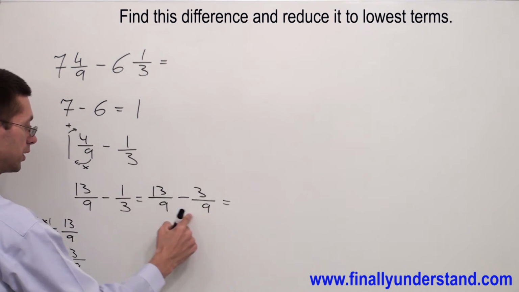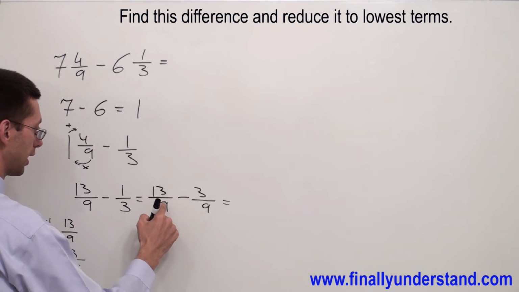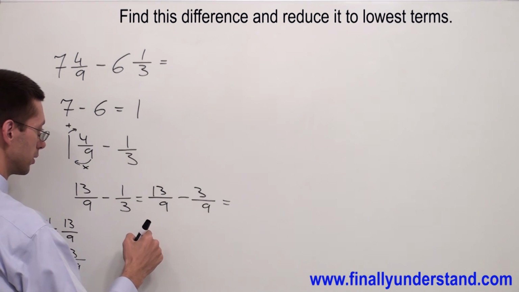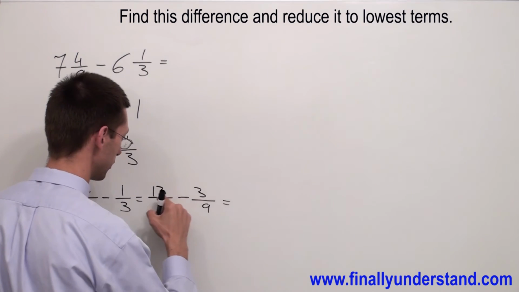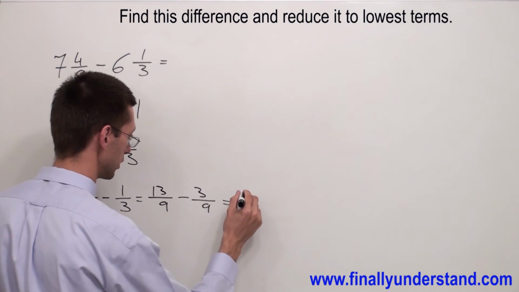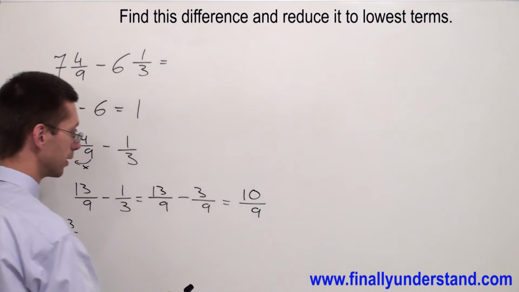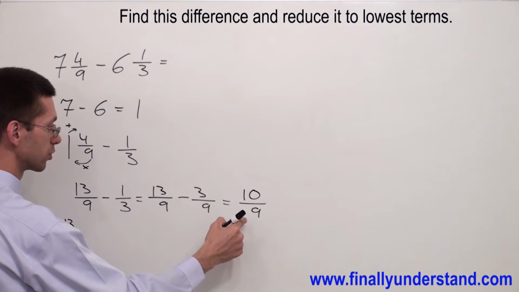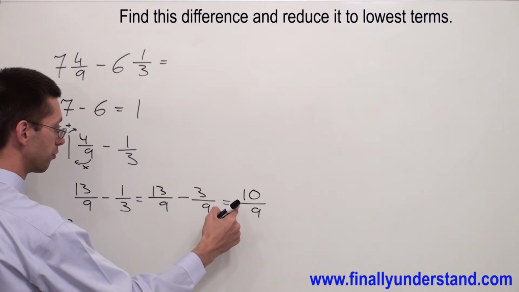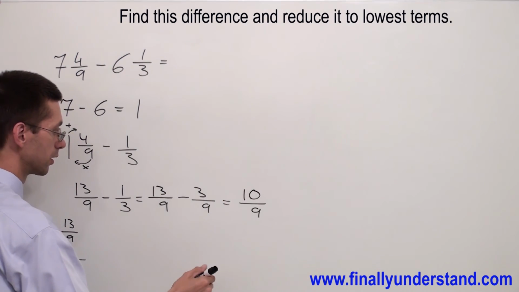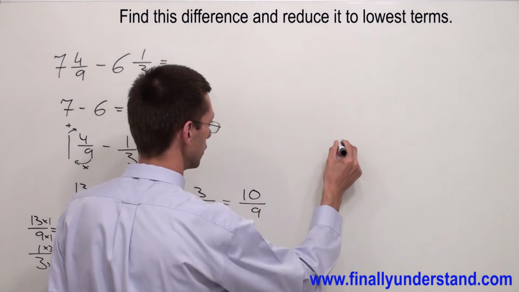I have common denominators. I can subtract the numerators. That's why I have 13 minus 3 gives me 10 over 9. Now, I cannot reduce this fraction because there is no common factor for 10 and 9. That's why I can perform the long division.